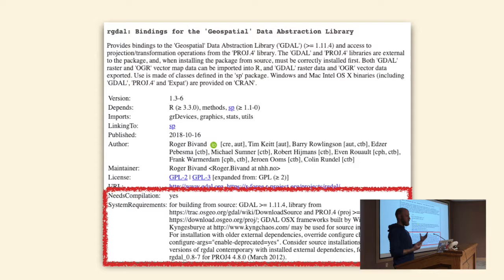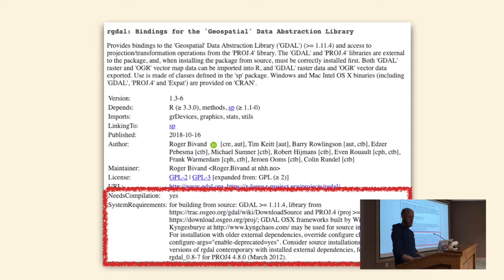So this is the rgdal package. And this highlighted block below is instructions for configuring and installing all of the system requirements needed to install the rgdal package. And clearly, a huge text block like this, going through all the different configuration options, and a package that only needs R itself to install are very different in this respect.